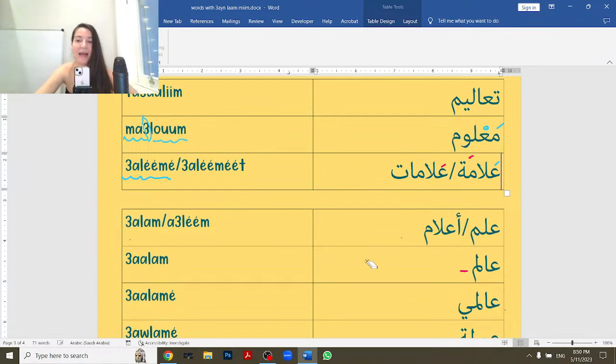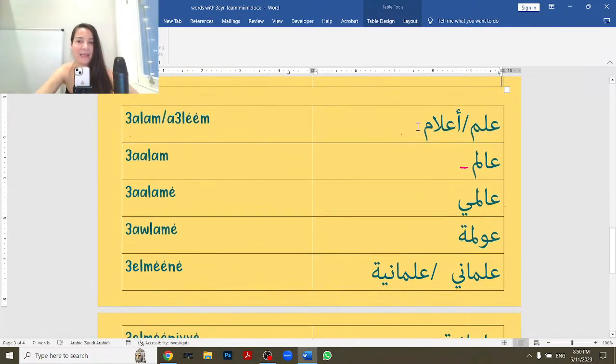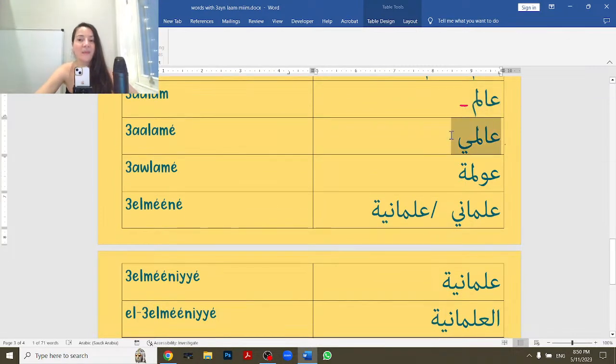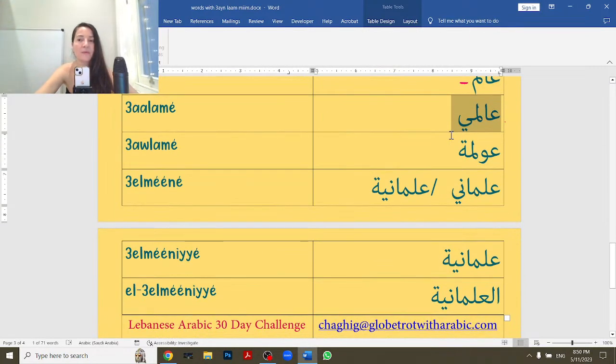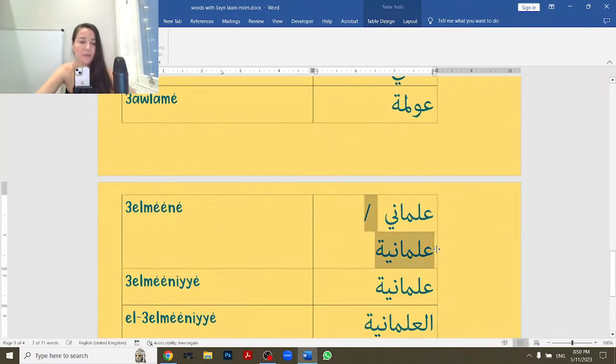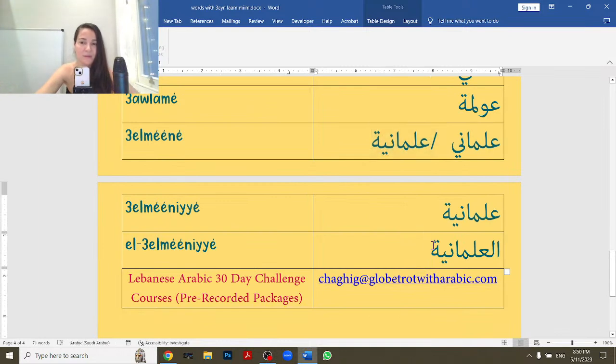The next word is علم, flag. أعلام, flags. عالم with a long ا, that's the world, or the world as in people. عالمي, international, global, or universal. عولمة, globalization. علماني, secular, in the masculine form. علمانية, secular in the feminine. And العلمانية, oops, that means secularism as a noun. Okay, it's the same word.